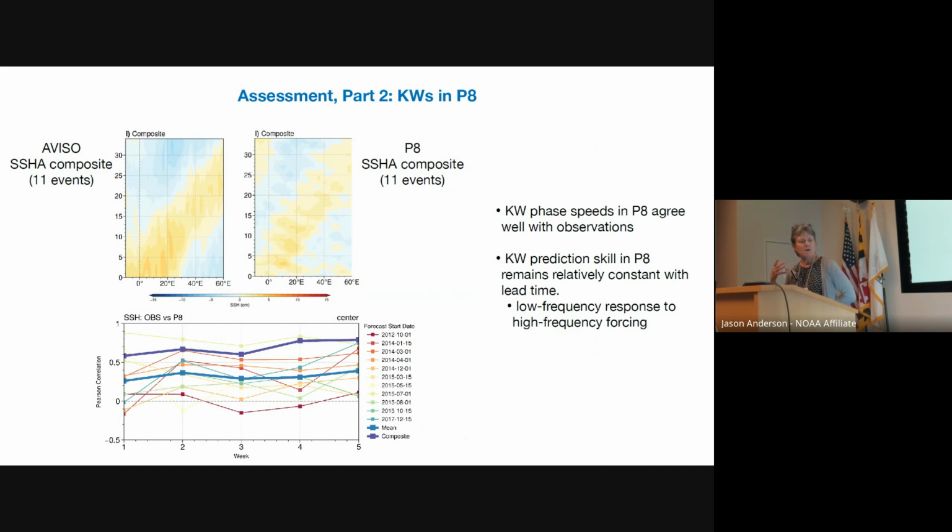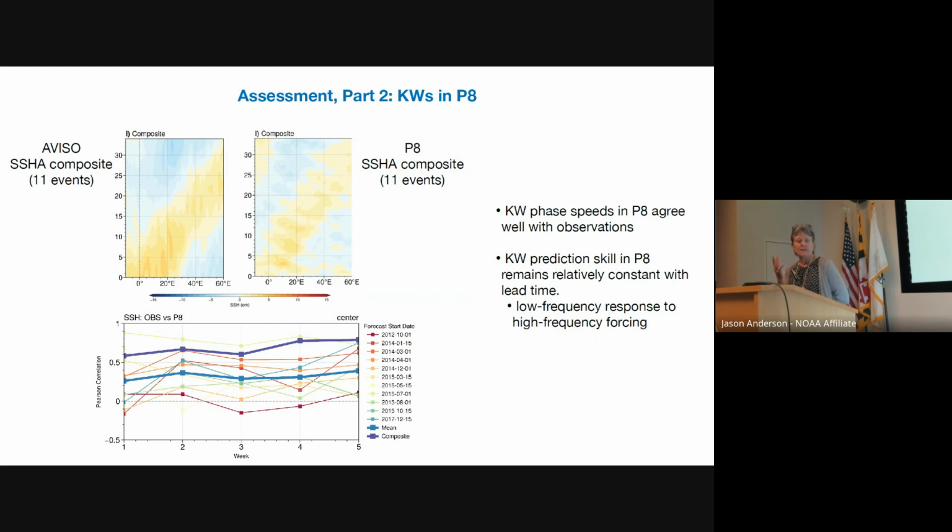Just to show you, this is the skill score. It's relatively flat with lead time. The Kelvin waves are obviously a much lower frequency phenomenon than the wind burst forcing, so it's not too surprising that the skill is sustained throughout this forecast period.